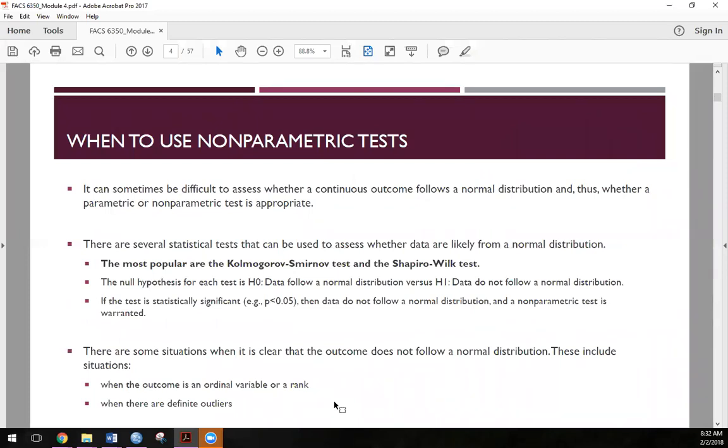So several tests can be used to see if you have a normal data distribution. And this is what we did in module 3 with the Kolmogorov-Smirnov and the Shapiro-Wilk. So your null hypothesis is that you follow a normal distribution, and if you want to accept that, you want to follow a normal distribution. If you don't follow one, if you reject your hypothesis, then is when you have to do a non-parametric test.